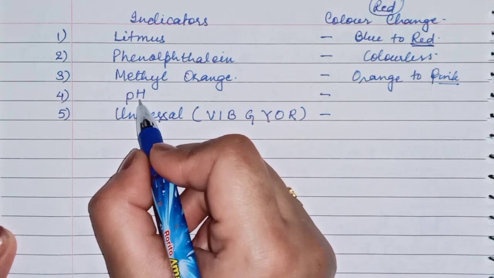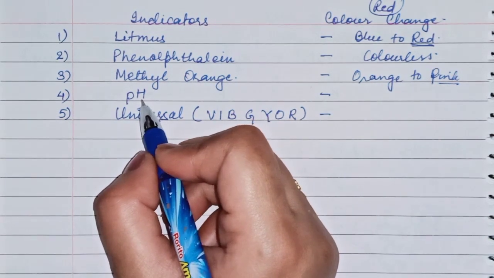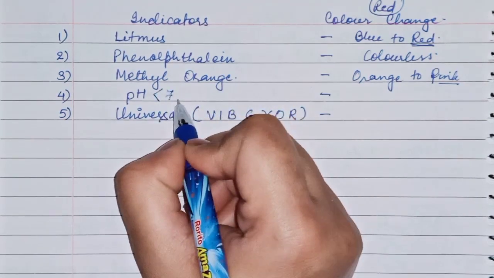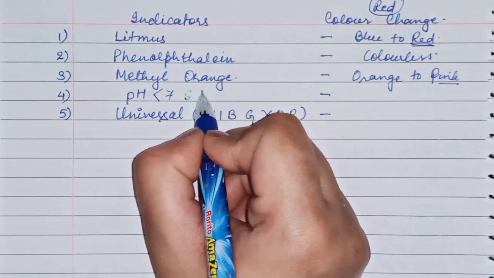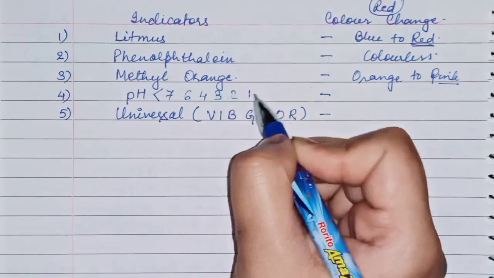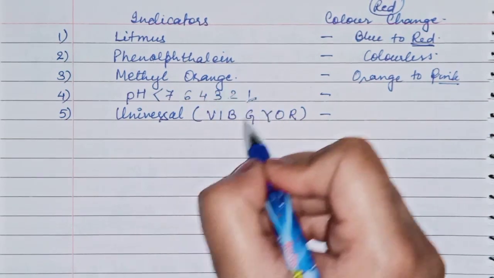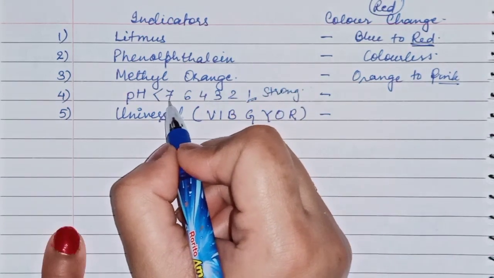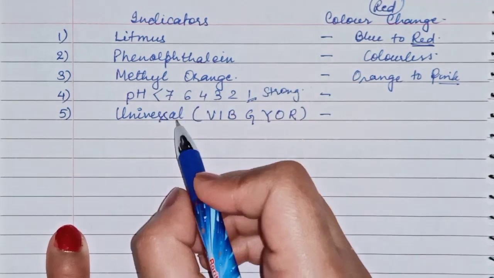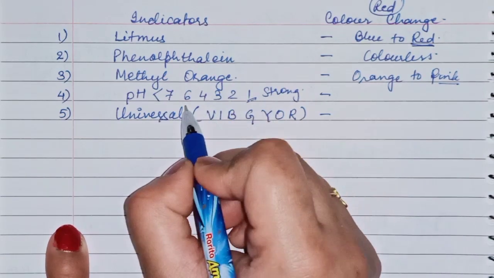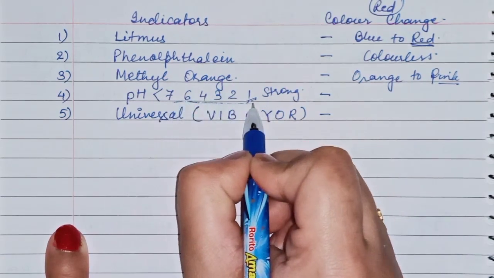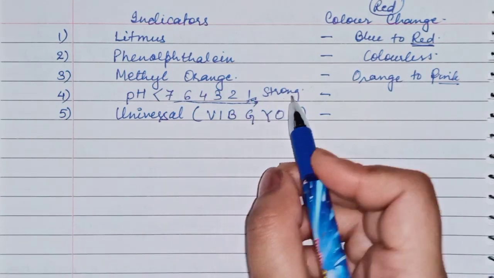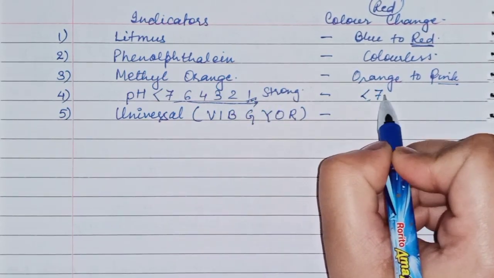Now next is pH. The pH of an acid is less than 7. It will be 6, 5, 4, 3, 2, 1. If it is 1, then it is a strong acid. And if it is close to 7, then it is a weak acid. So when we are moving backward from 7, we are going towards strong acid. So its value will be less than 7.